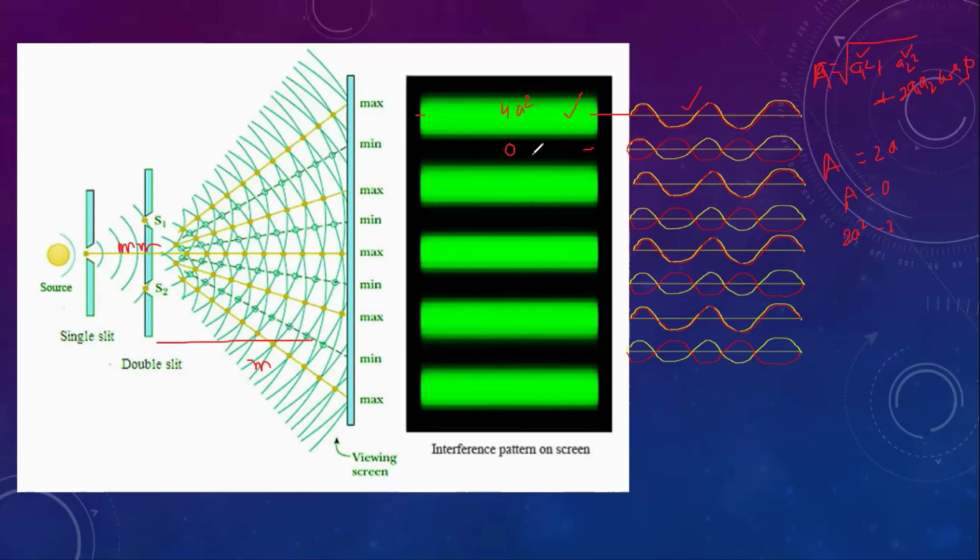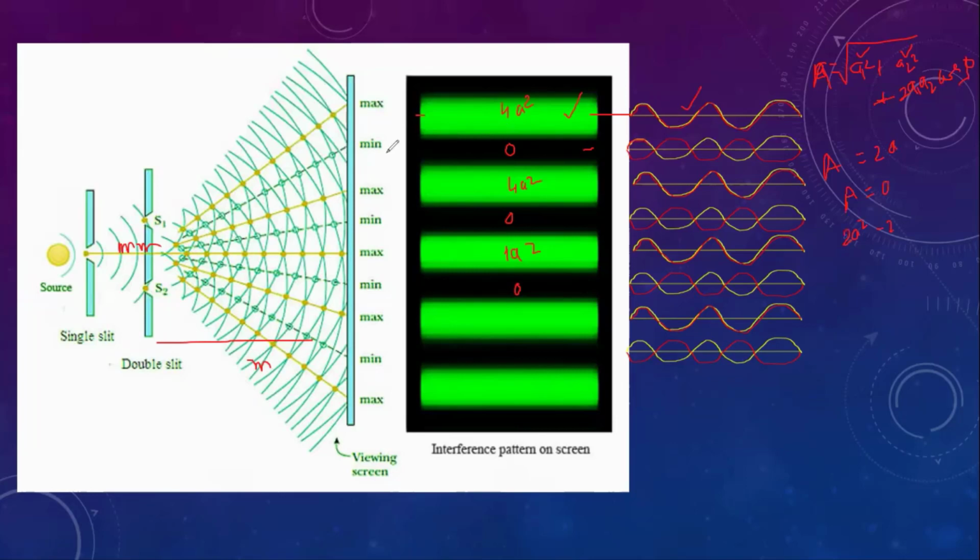Then it is violating the law of conservation of energy. And here again, bright means the same phase, so 4a square will come. Here 0, here 4a square comes like this, and 0 like this. So simply by looking here, it looks like it is violating the law of conservation of energy.